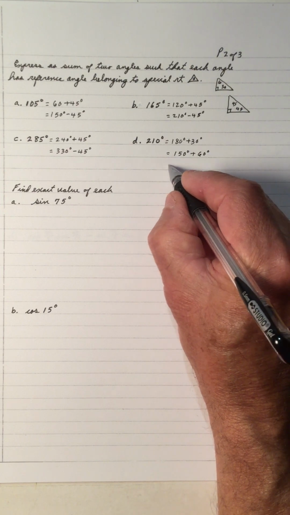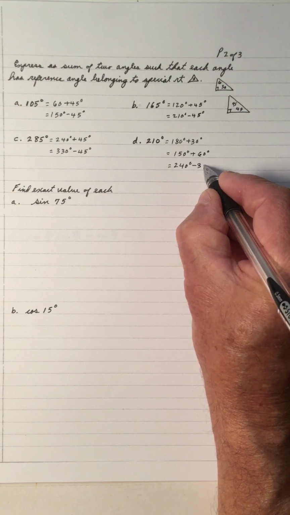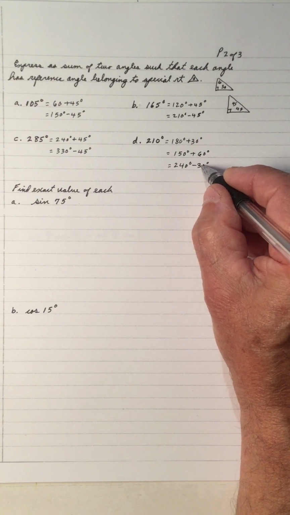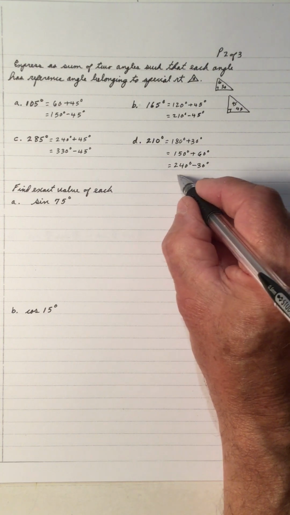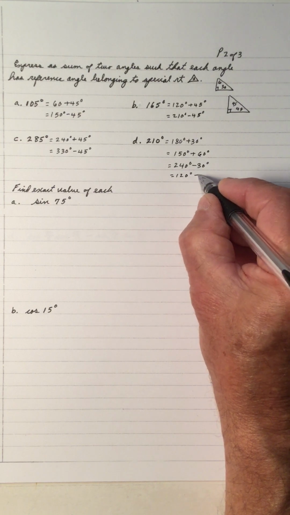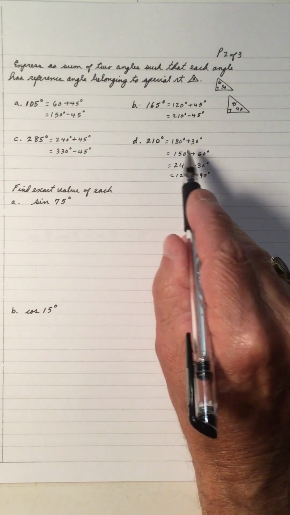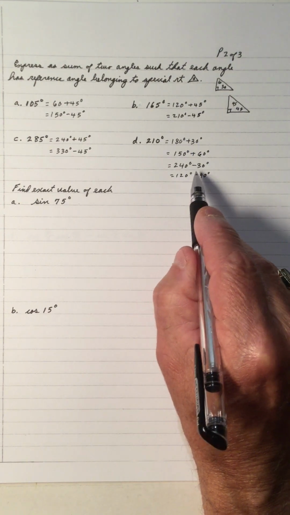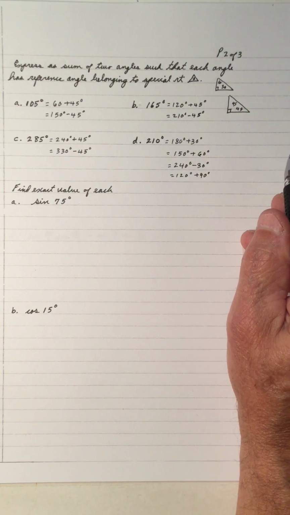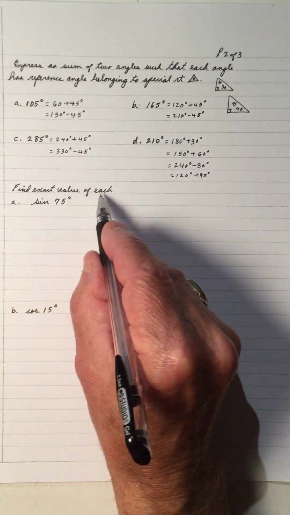Or we could have, there are many answers here, I'm just doing a few of them. We could have 240 minus 30, or we could have 120 plus 90. So there are many additions. You can add up each of these pairs of angles and get 210. Now let's work out some of these. Why am I doing this? Well, find the exact value of each.